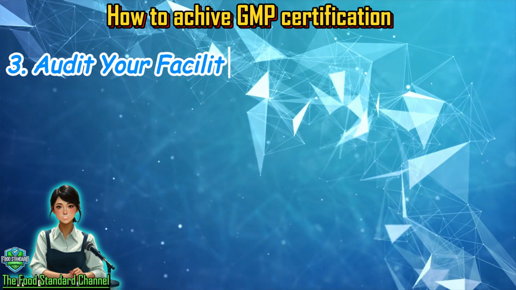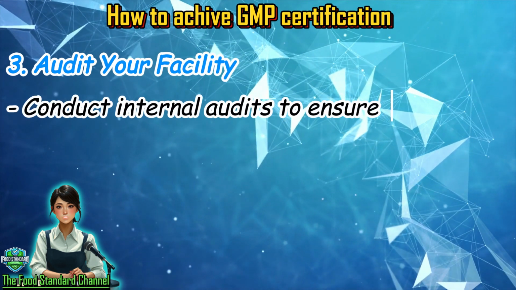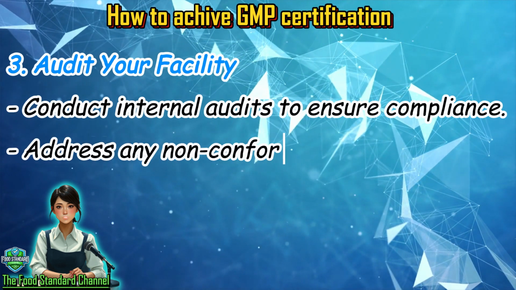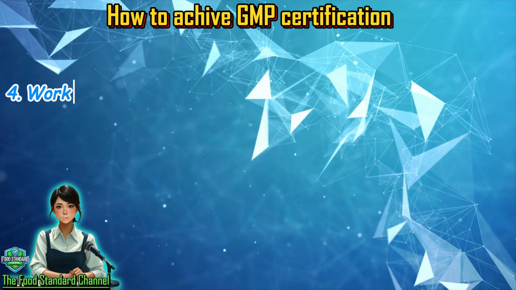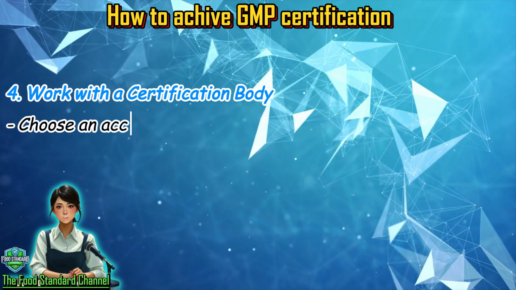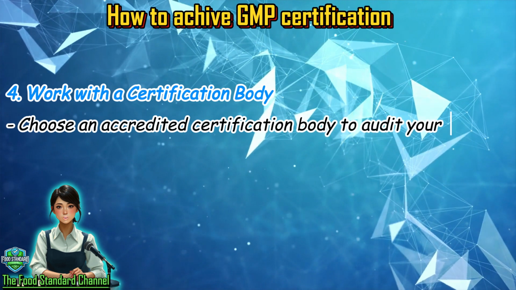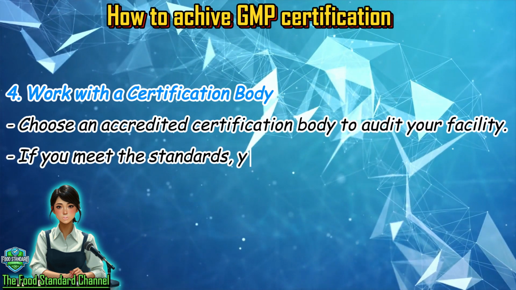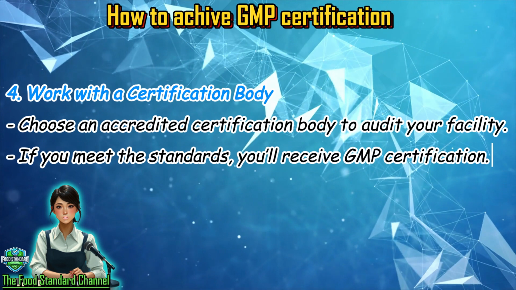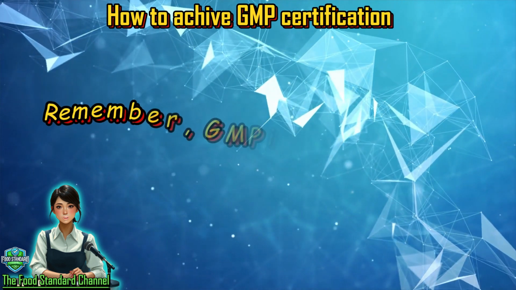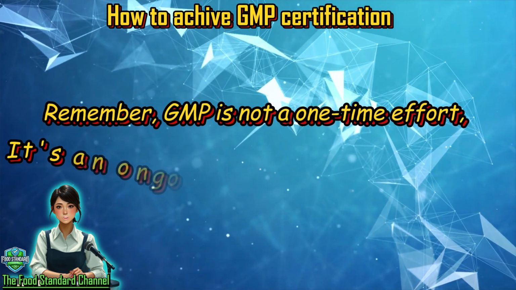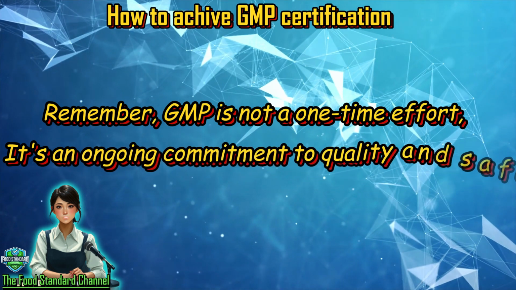3. Audit your facility. Conduct internal audits to ensure compliance. Address any nonconformities. 4. Work with a certification body. Choose an accredited certification body to audit your facility. If you meet the standards, you'll receive GMP certification. Remember, GMP is not a one-time effort, it's an ongoing commitment to quality and safety.